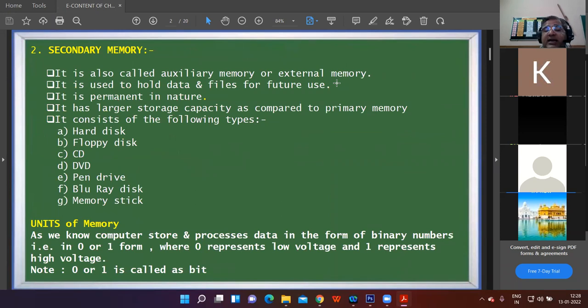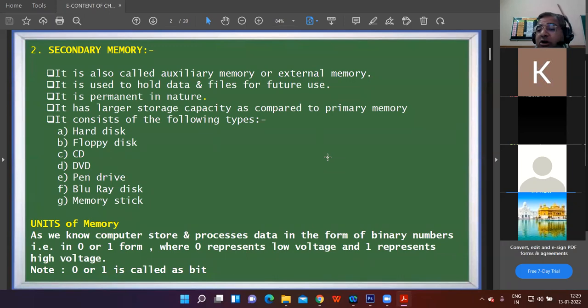Then second is your secondary memory. Beta, secondary memory is permanent memory. It is also known as auxiliary memory or external memory. Theek hai? Like your hard disk, your pen drive, CD, DVD, Blu-ray disc, all these are secondary storage devices. The storage capacity of secondary memory is much more as compared to the storage capacity of primary memory. But the processing speed is more for primary memory, less for secondary memory. CPU is directly connected with the primary memory. Am I clear?